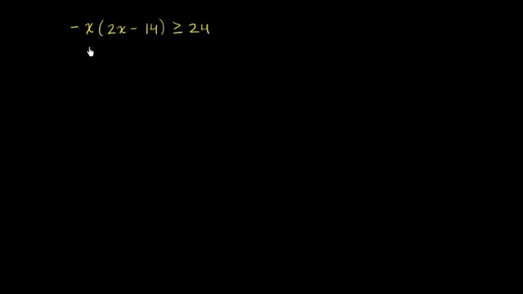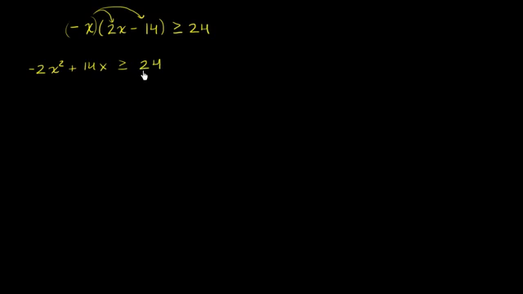So now let's just try to simplify this a little bit. On the left-hand side, we could distribute this negative x. And if we did that, we would get negative 2x squared, negative times a negative is a positive, plus 14x is greater than or equal to 24.